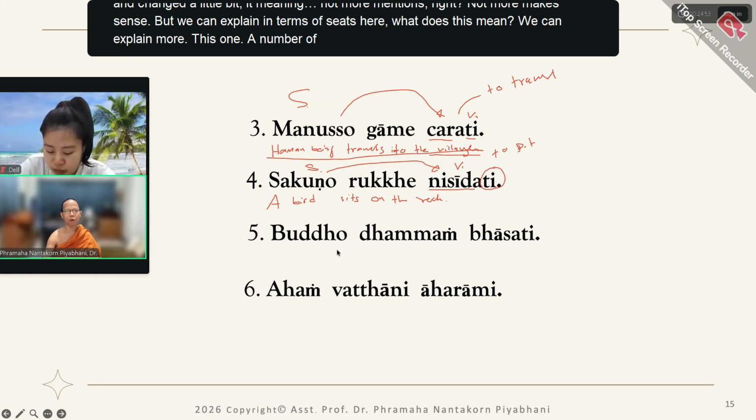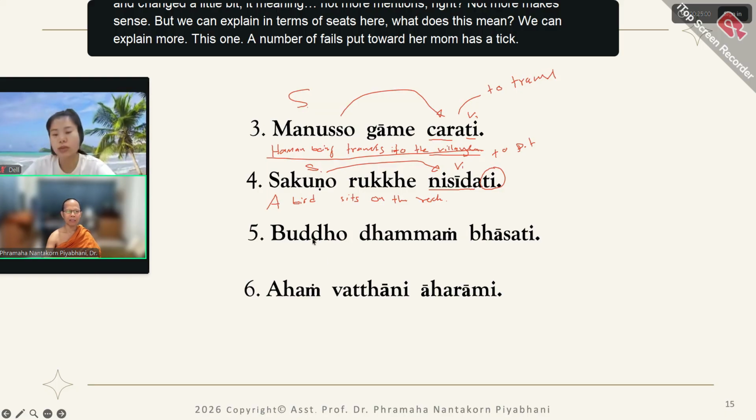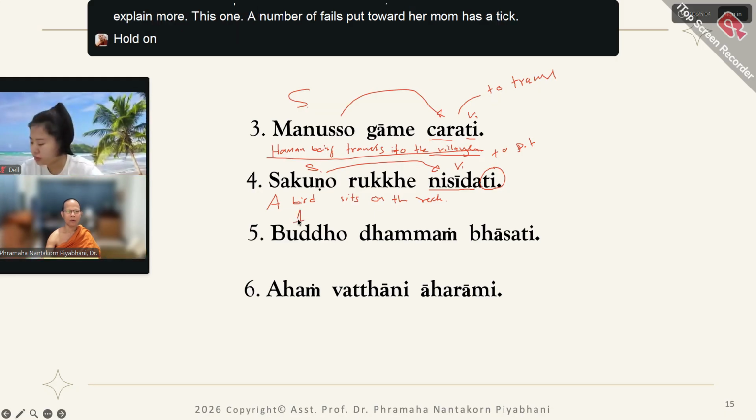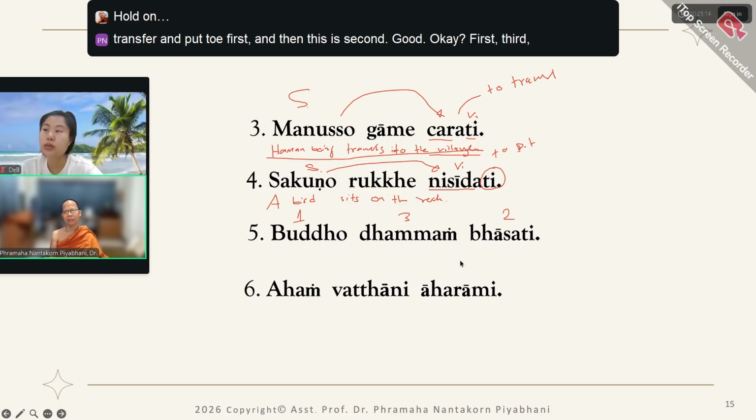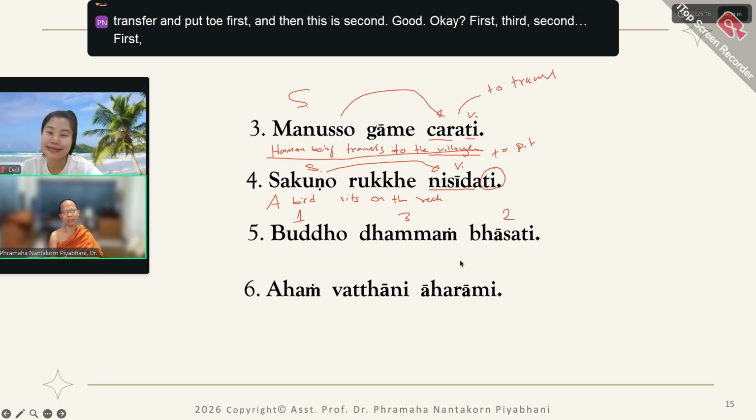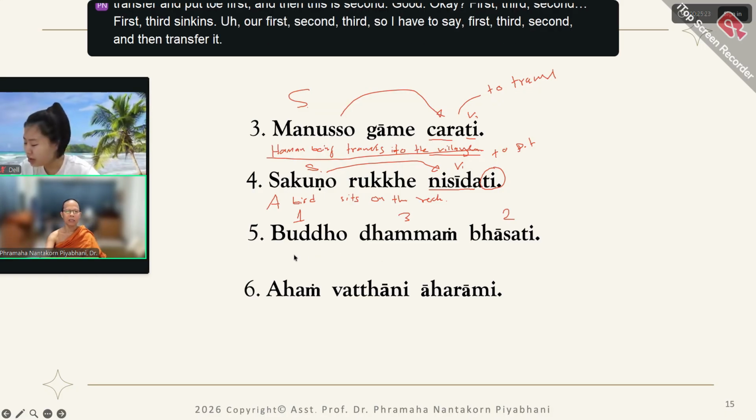Number 5. Putto dhammam pasati. Putto dhammam pasati. Translate Putto first, and then this is second, third. First, third, second. So after saying first, third, second, and then translate. The Buddha, right?